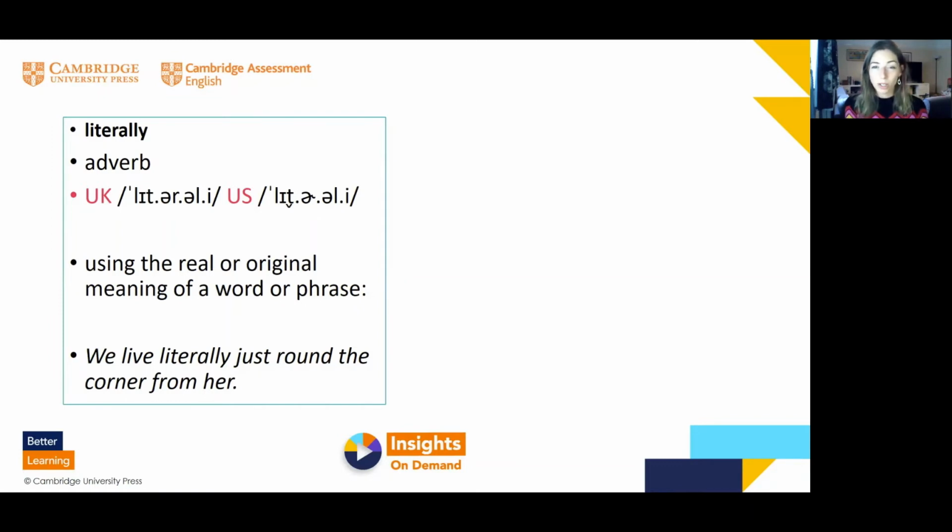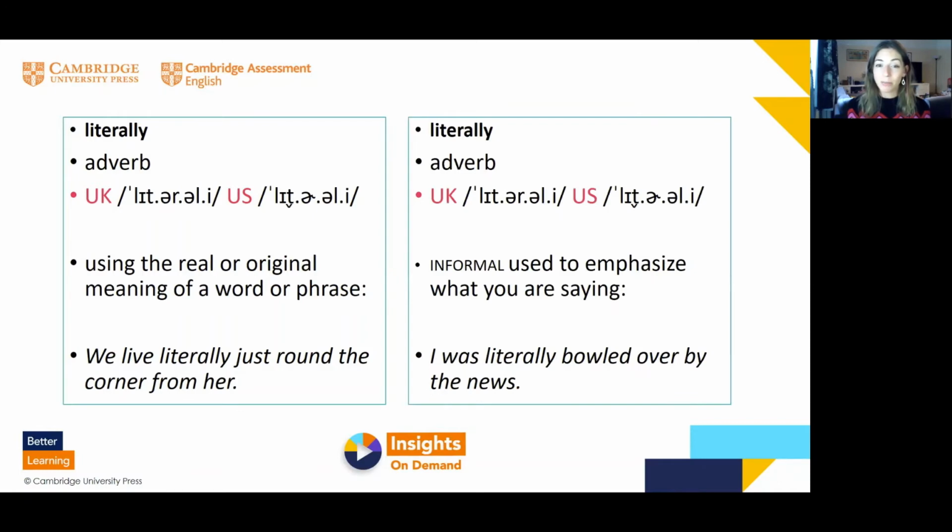However, there's a new use of this word. In the second example, I was literally bowled over by the news. This person wasn't actually physically knocked over by the news. What they mean here is that the news was extremely surprising to them, so they've used literally to emphasize that.